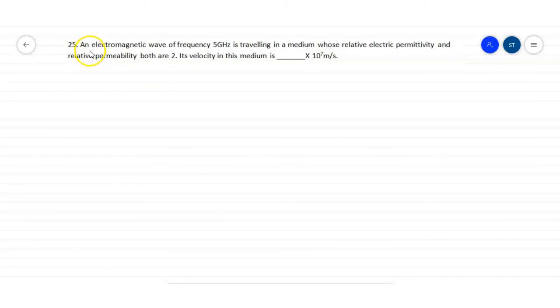Hello everyone. The question given is: an electromagnetic wave of frequency 5 GHz is traveling in a medium whose relative electric permittivity and relative permeability both are 2, meaning epsilon r and mu r both are equal to 2. What is the velocity in the medium? It is something into 10 power 7, we have to find this value.